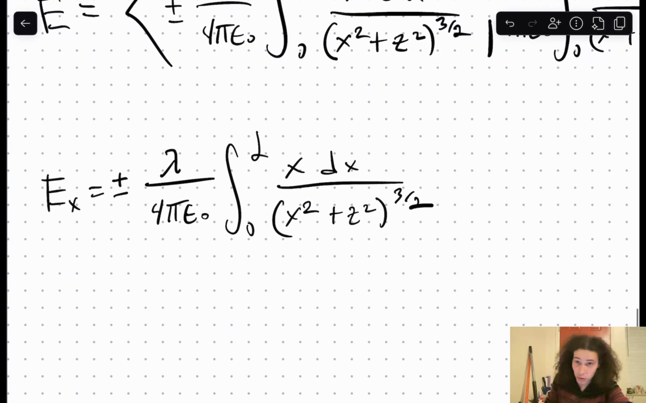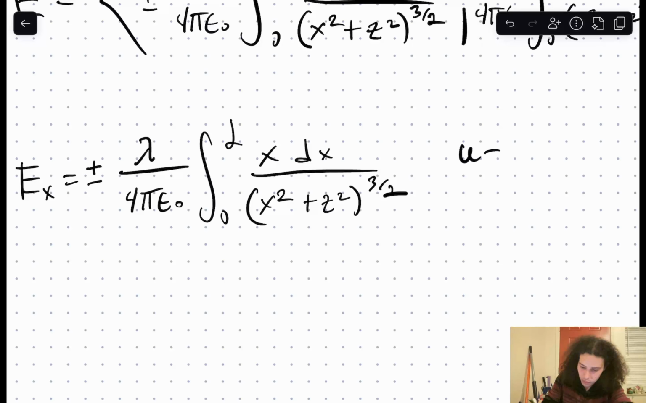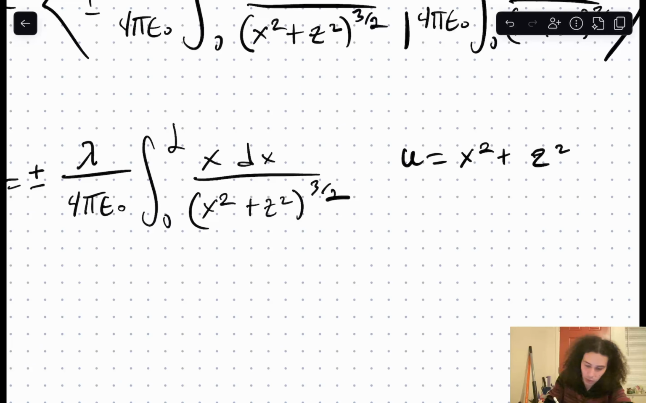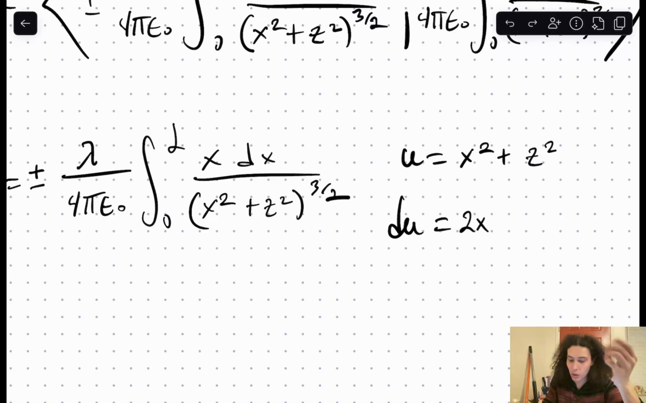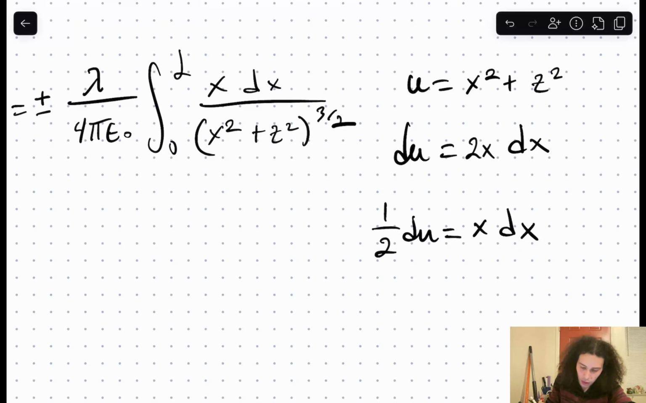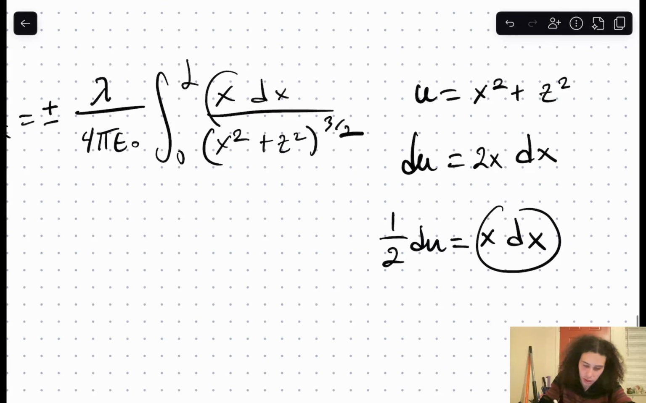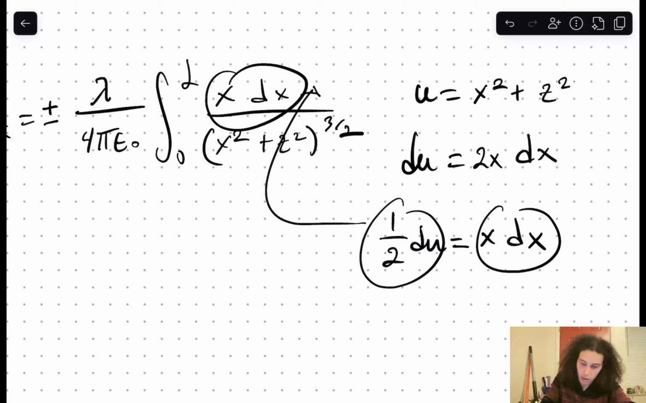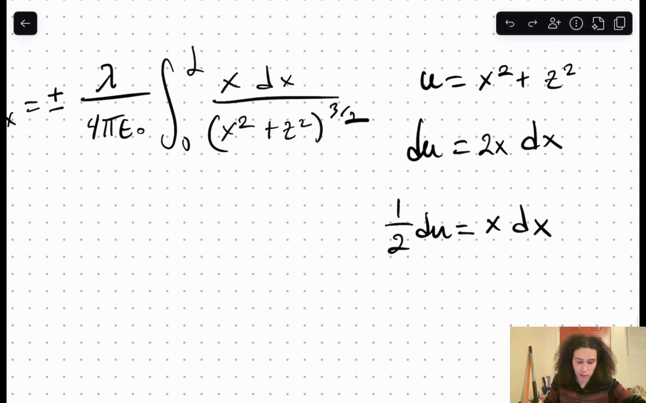Here we can do a u substitution. u equals x squared plus z squared. Now z is a constant and x is a variable. The differential will be 2x dx, because z squared is constant and just becomes 0. Now we move this 2 to the bottom, a little bit of algebra. And now you see we have these x dx terms, so we can substitute this in for those x dx's.